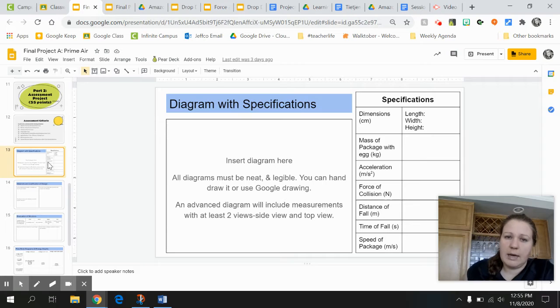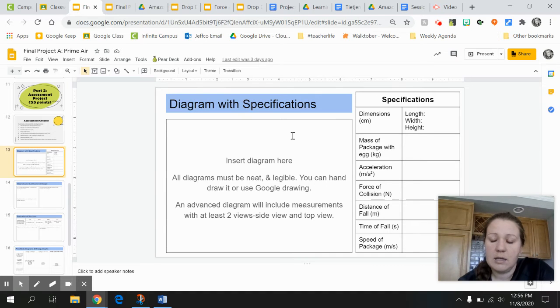So the first slide is all about your diagram and your design. And so you need to insert a diagram of your structure. You can either draw it or you can use Google Drawing. But with that diagram, it doesn't necessarily need to be a technical drawing, but it's still important that it's a high quality diagram so that it has labels on what some of the materials were that you used, and it has dimensions written down, right? It might not be to scale, but showing that the length and width of your structure was so many centimeters. Okay.